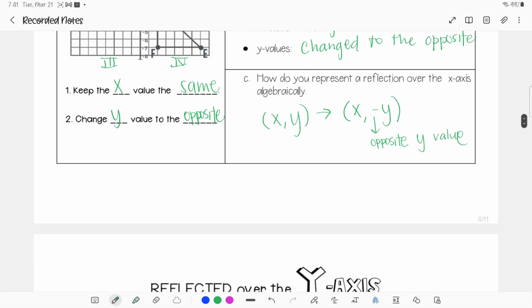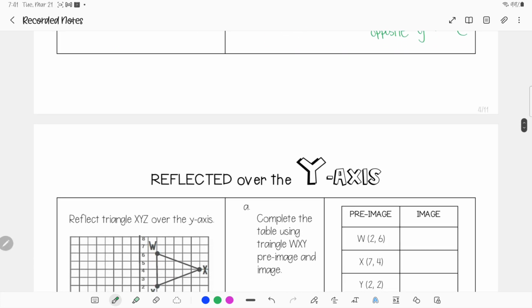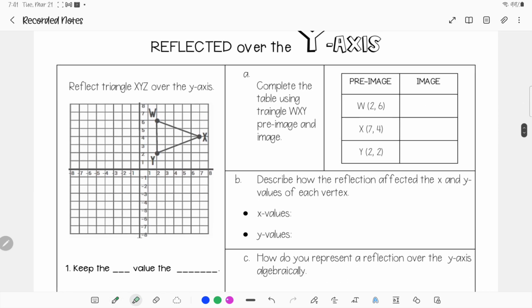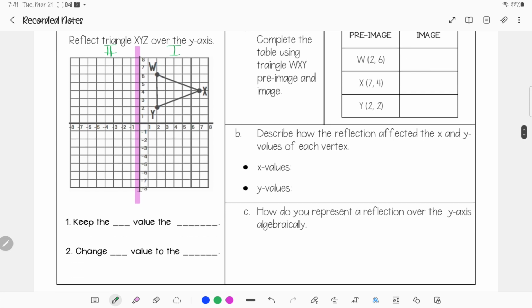All right, so now let's look at when we reflect over the y-axis. So now we're going to reflect over this line right here. In other words, we're going to go from quadrant 1 into quadrant 2. So now we're going to keep the y value the same because that's not going to change. My y's will stay the same, but my x value will become the opposite.